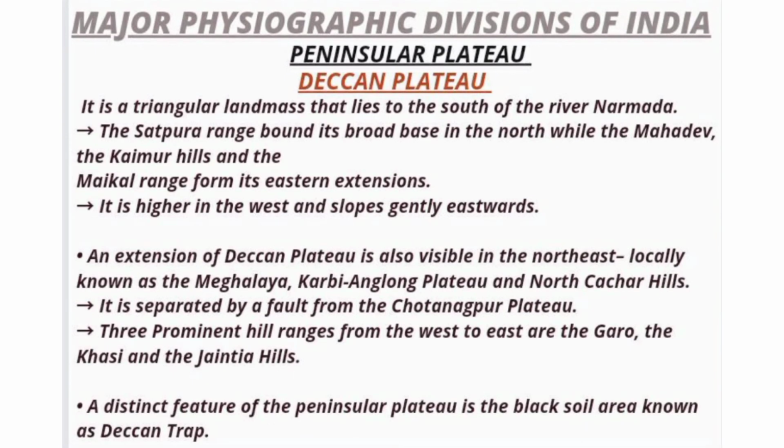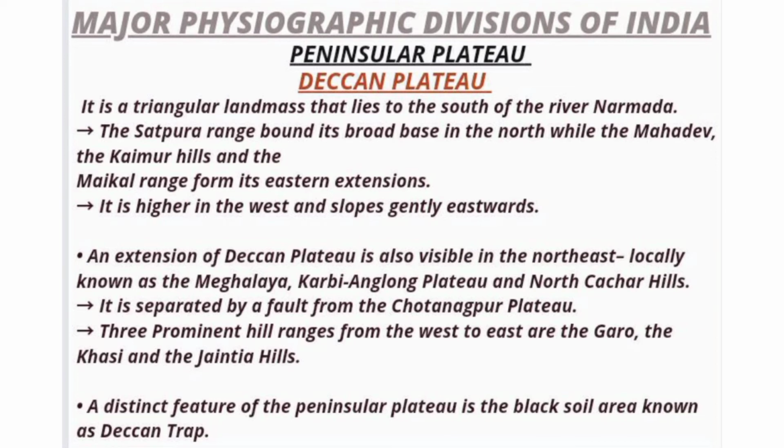Deccan Plateau. It is a triangular landmass that lies to the south of River Narmada. Satpura Range bounds its broad base in the north, while Mahadev, the Kaimur Hills and Maikal range form its eastern extension. It is higher in the west and slopes gently eastwards.